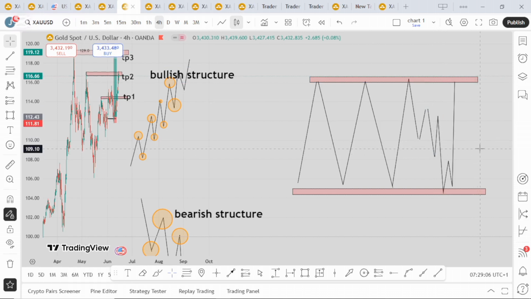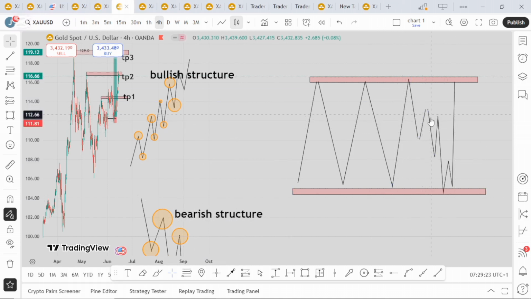I told you it's because you have been going against the structure. When price is going buy, you are going sell, and price will take you down. When price is going sell or bearish, you are going up. And when price is doing this, you are expected to go bullish. This is one of the reasons, guys.